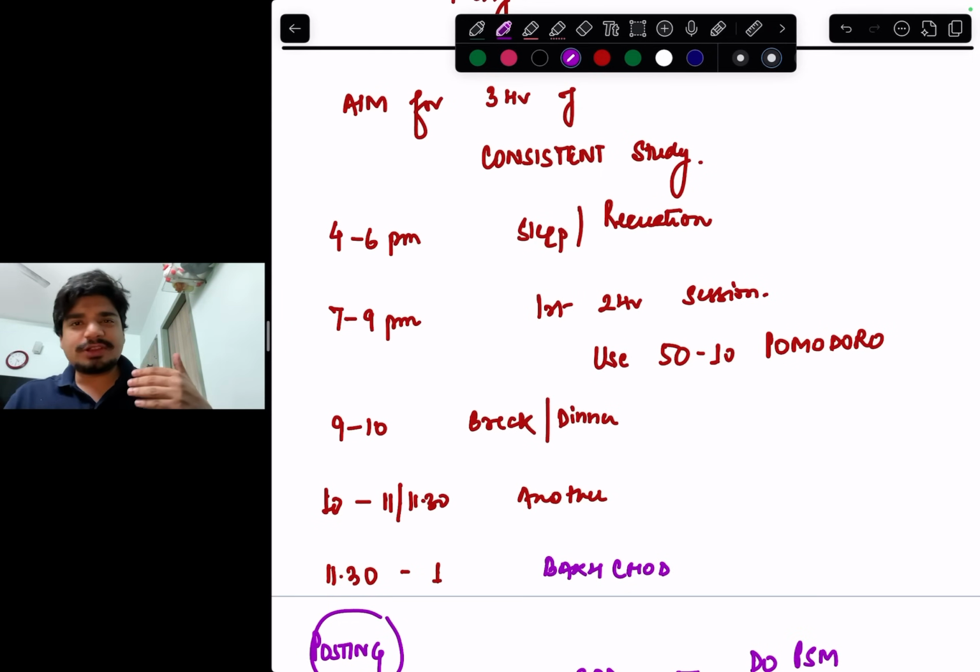So you come back from college at 4 o'clock, and from 4 to 6, sleep, recreation, whatever you want to do. Till 7 PM for that matter. Then 7 to 9 PM, that should be your first study block where you genuinely study. Go to the library, study in the room, go to the reading room, whatever you desire, do that.